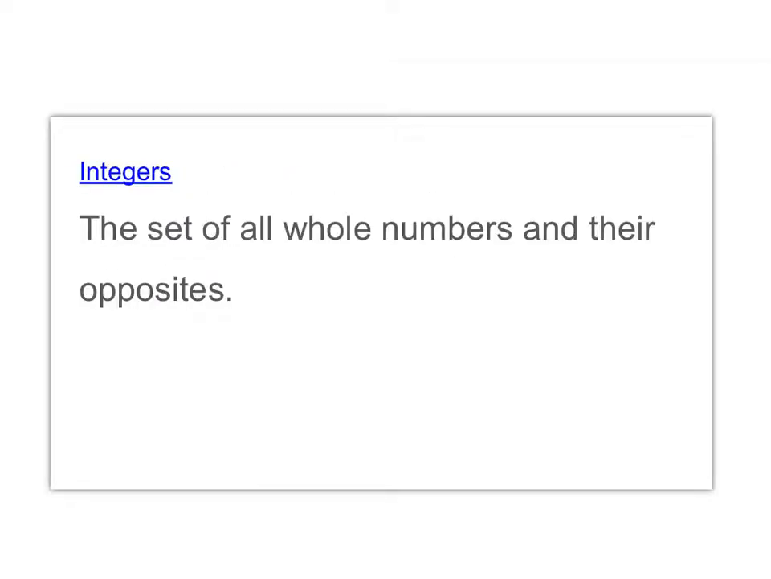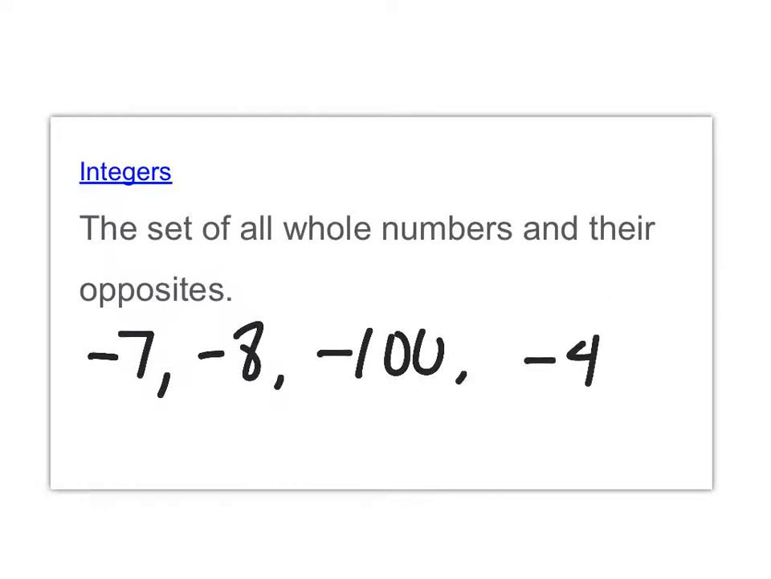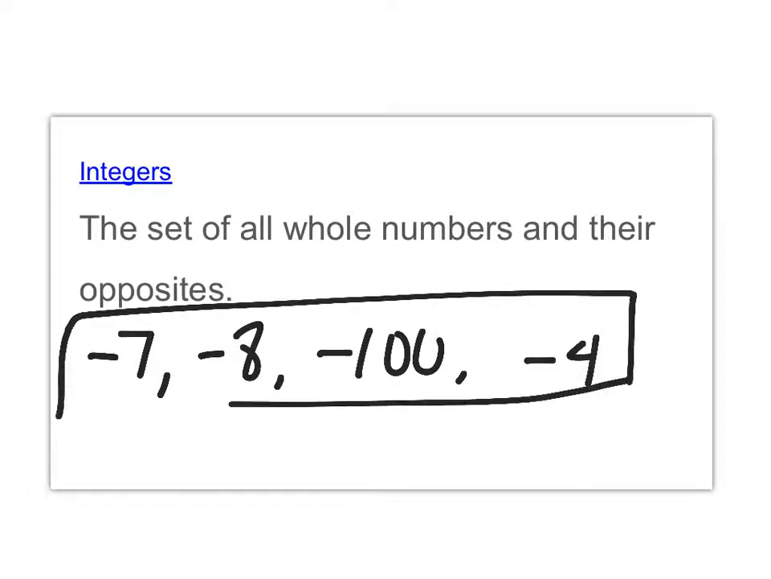Integer is a set of all whole numbers and their opposites. So when we talk about integers, in classifying numbers, it's going to be the negative whole numbers. So negative 7 is an integer, negative 8 is an integer, negative 100 is an integer, and negative 4 is an integer. So when we're talking about integers in itself and we're classifying, these are all integers. They are negative whole numbers. Pause the video, write the definition and the examples.